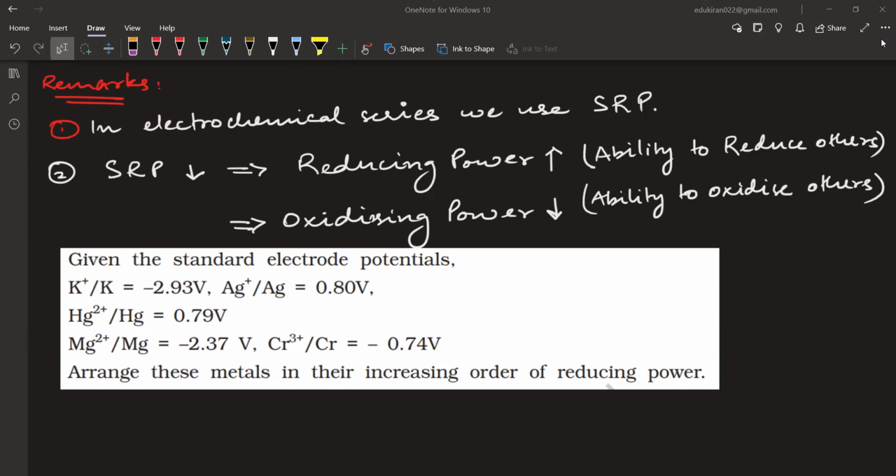Sir, I'm done. You wrote the question? Yes, sir. Now what is it asking? What is the question asking? Arrange these in the increasing order of standard electrode potential. You are reading it wrong. Reducing power. Yes, read again. Arrange these metals in the increasing order of reducing power.